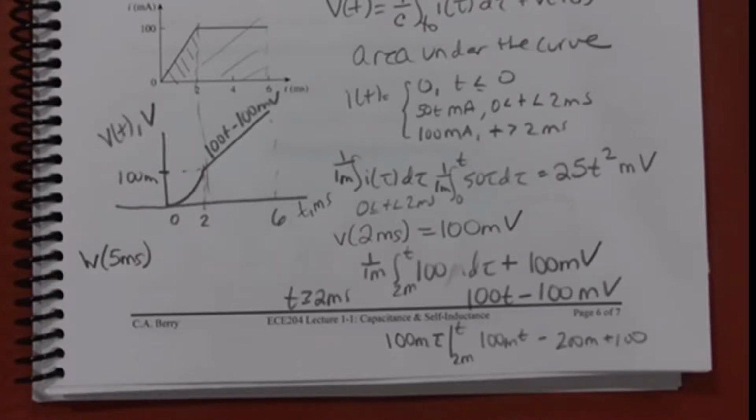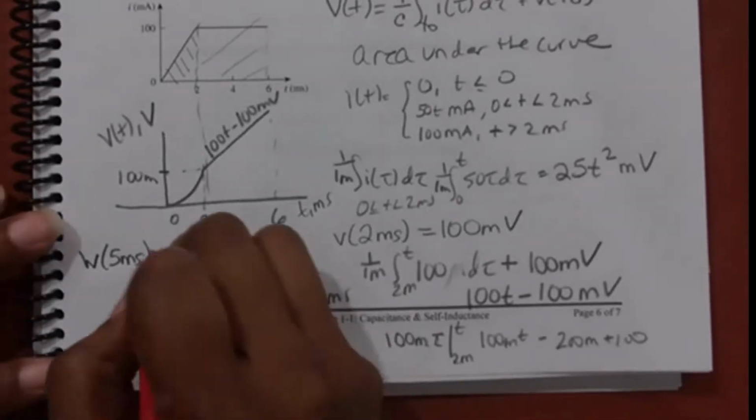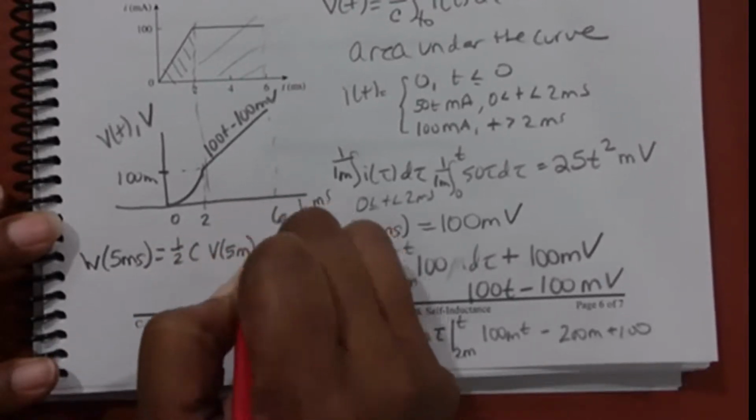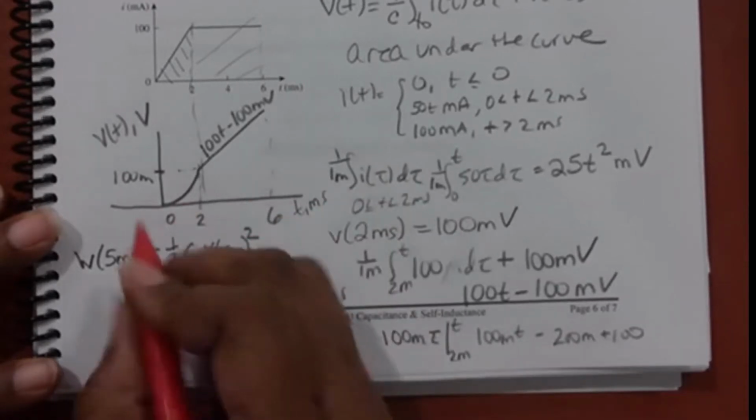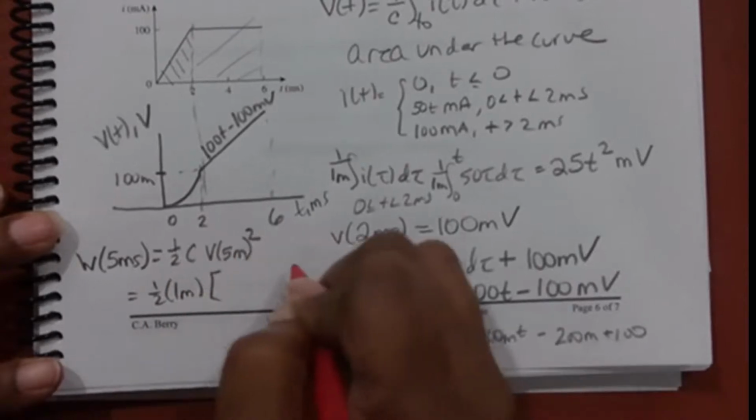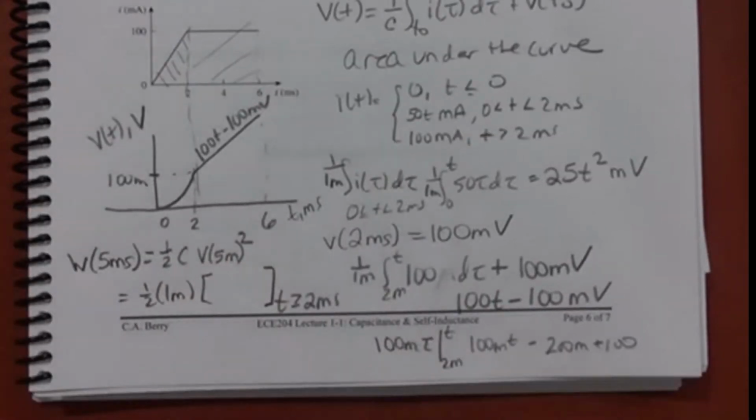The energy in the capacitor at 5 milliseconds. So I need to find the voltage at 5 milliseconds and square it. What's the voltage at 5 milliseconds? 500 millivolts. Is that right?